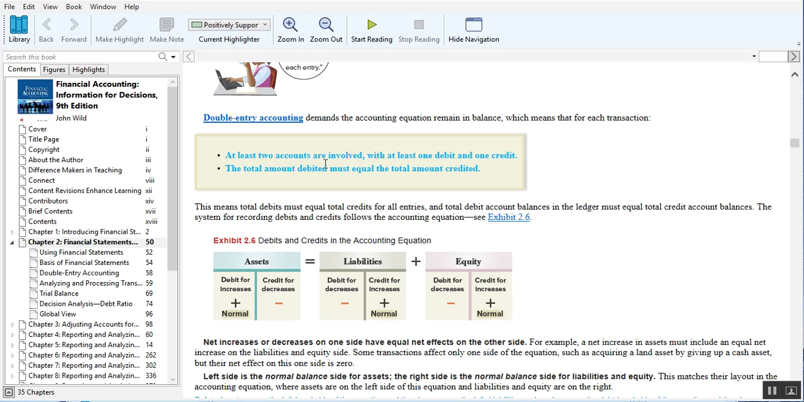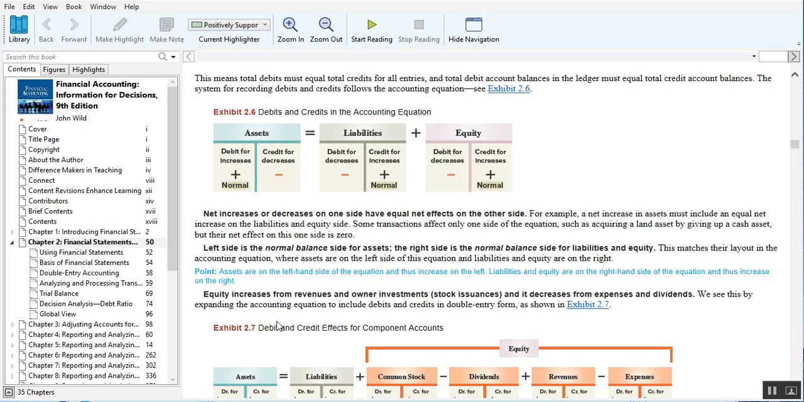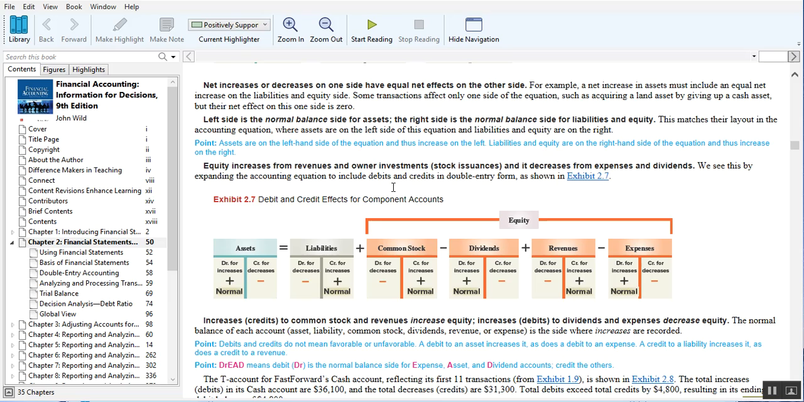Many times there will be compound entries where we have one entry on the debit side and perhaps two entries on the credit side. So in the case where we buy something with cash and credit, we'll have a debit for the asset we purchase, a credit from cash, and a credit on the liabilities side.